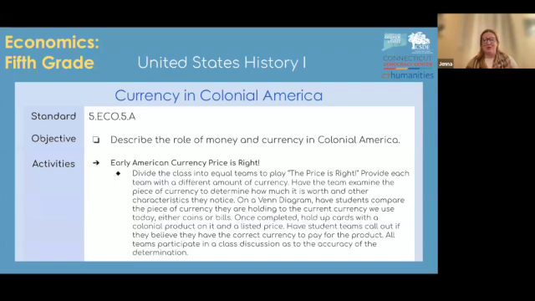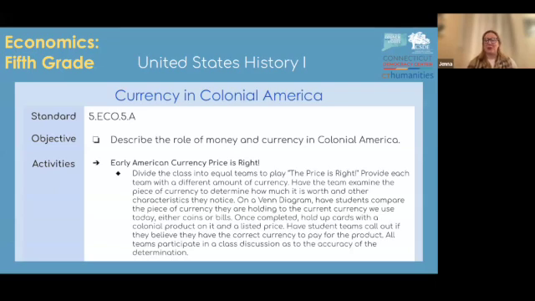So you are giving them the price. Have students or teams call out if they believe that they have the correct currency to pay for the product. All teams participate then in a class discussion as to the accuracy of the determination. So it's looking at products that were used during the colonial era.